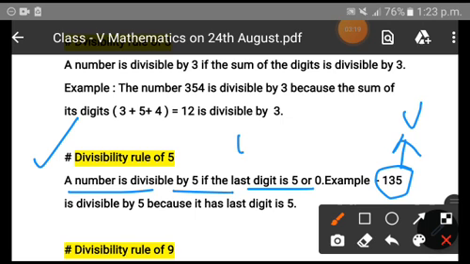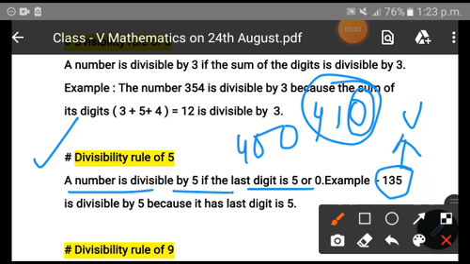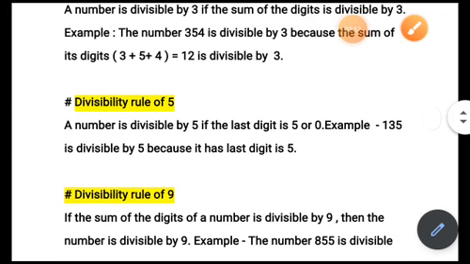Let us take another example, suppose 400 or 410. Here the last digit, the number in the units place, is 0, that means the whole number is divisible by 5. Also in case of 400, the last digit is 0, so it is divisible by 5. So, the condition is that the number in the units place has to be either 0 or 5, then only the entire number will be divisible by 5. This is the condition for the divisibility of 5.